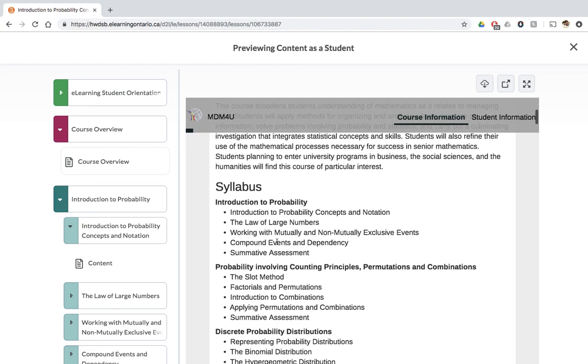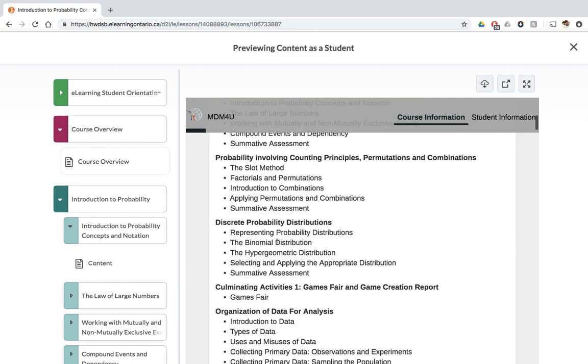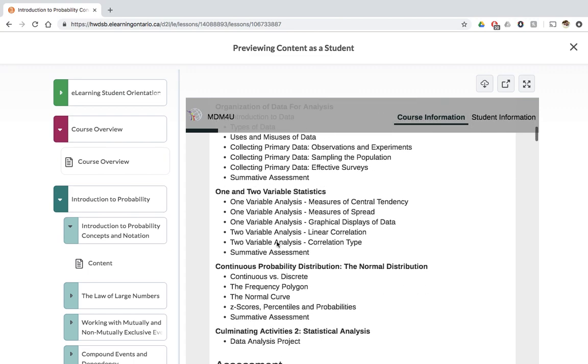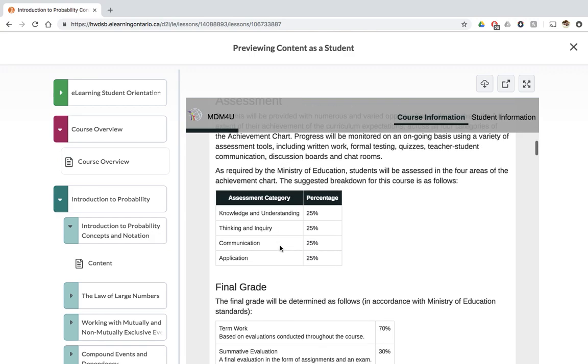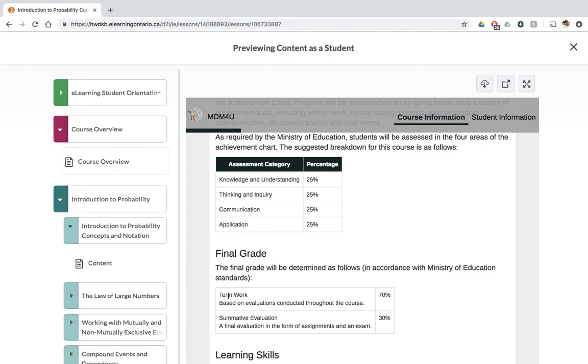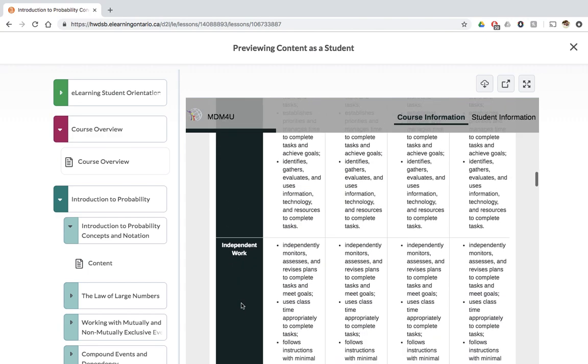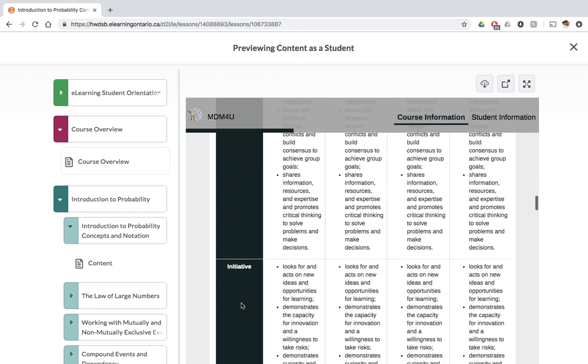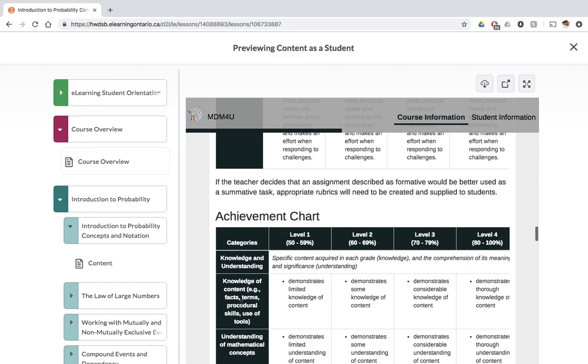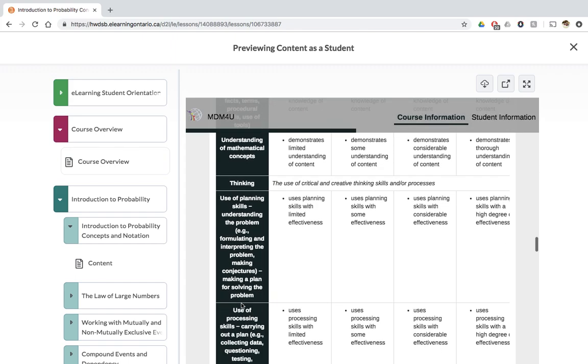We have the course overview. You can go through this. We have 8 units in total that we're going to get through this semester. This is how you'll be assessed. A lot of the final grade, the term work, is going to be based on your Dropbox and your discussion questions. So your responses hopefully will have a level 4 and you're very thorough with your discussion answers there. Again, you are grade 12, so you can look through your responsibility, organization, independent work, collaboration, initiative, and self-regulation, and so forth through here for your course information.